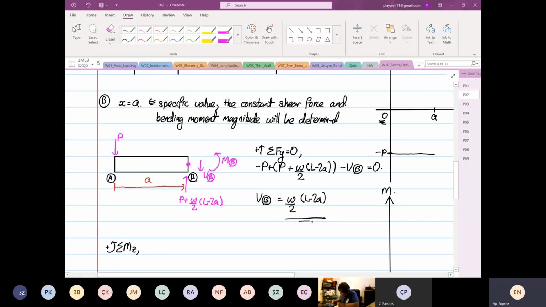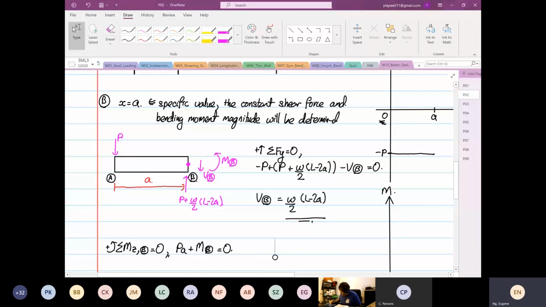Okay, down here you can directly say that at point B, the whole thing is equal to 0, right? So the PA will be going anti-clockwise. So it's going to be PA. Okay. And then the M is also anti-clockwise, so plus M at point B is equal to 0.